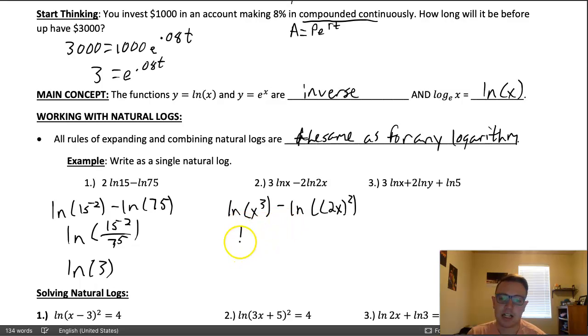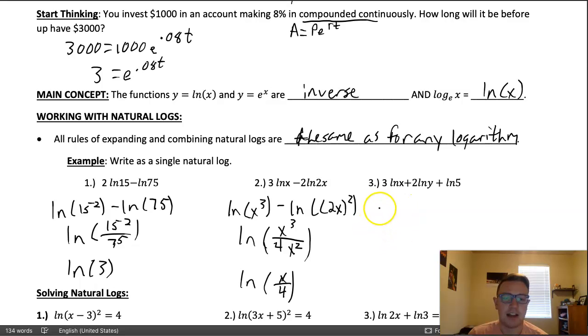Now because these are subtracted, that means we're going to divide, so we'll have the natural log of x cubed divided by 2 squared, which is 4, and x squared is x squared. Finally, all we need to do to reduce this is we have x cubed on the top and x squared on the bottom. Let's cancel those out, and we'll have the natural log of x over 4.